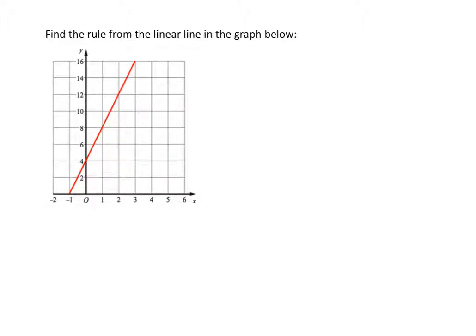So in our example, we want to find the rule for the linear line in the graph. Our first step is to find the gradient. So gradient is going to equal, and I'm going to use the formula y2 minus y1 over x2 minus x1. Now to use that formula, I need to select 2 points on my line and determine its coordinates. So I'm going to select a point there and a point here. So that is going to be 0, 4 and 2, 12.